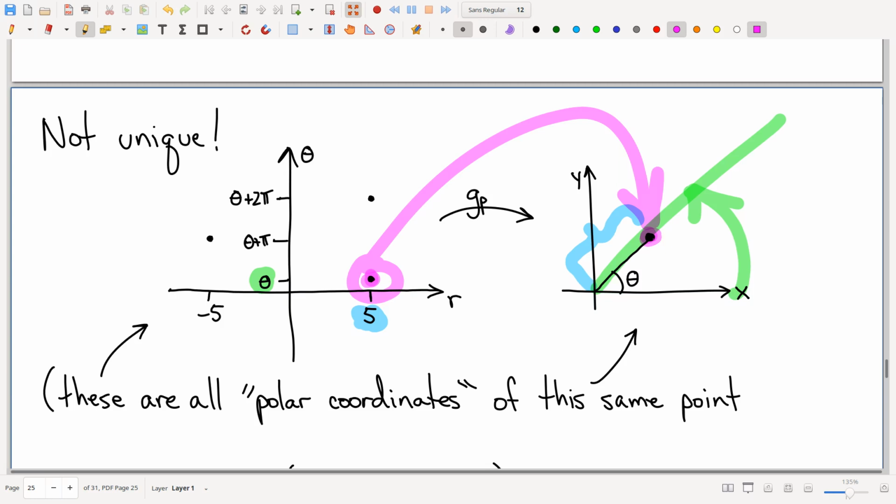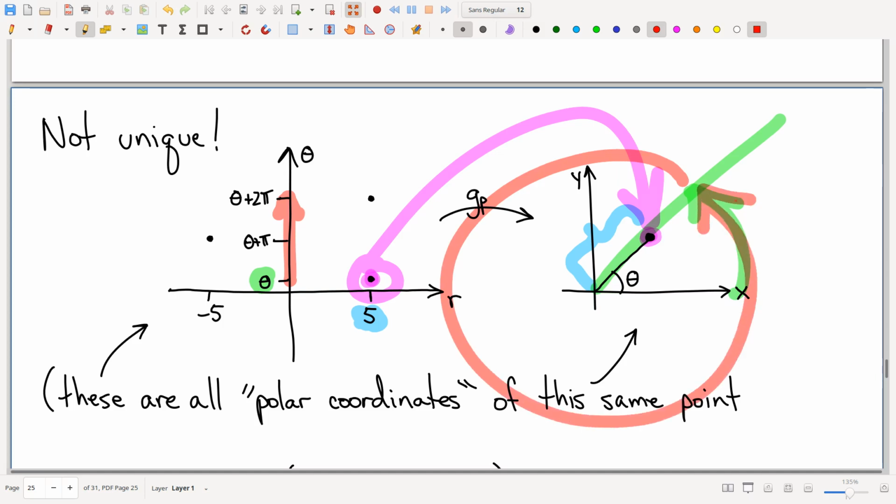And one failure of uniqueness is to notice that if I were to add 2 pi to my angle, that just gets me going in exactly the same direction. Right? So this angle that I first drew as my green angle theta looks like it's about pi over 4 or so, right?